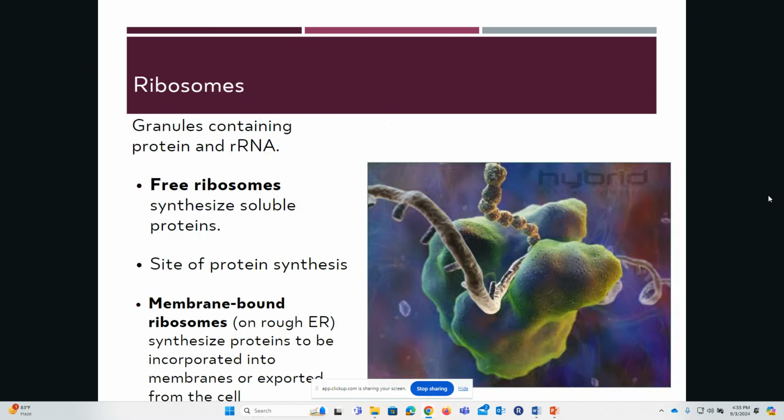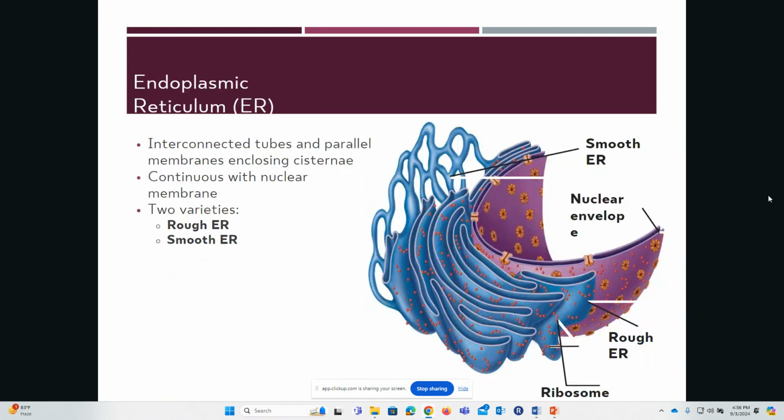There's also ribosomes. Ribosomes can be free or bound to another substance. Ribosomes, no matter where they are, are the site of protein synthesis. Some membrane-bound ribosomes are found on the nuclear envelope, and they're found on the rough ER, or rough endoplasmic reticulum.